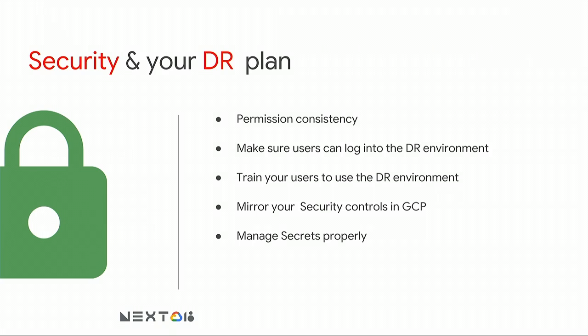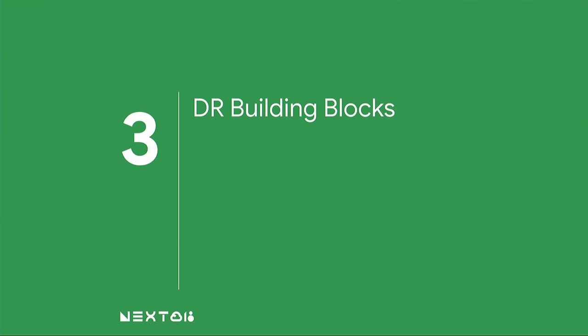So if you classify your data and you've got particular controls around that, mirror that in GCP, okay? So you need to understand how to map your security controls to using things like IAM in GCP. And manage your secrets properly. Configuration files. If you're running downloaded service account keys, manage those properly as well. Use encryption, things like that.